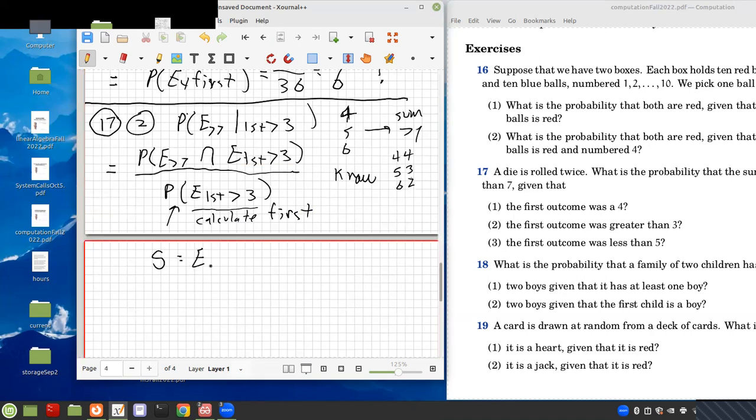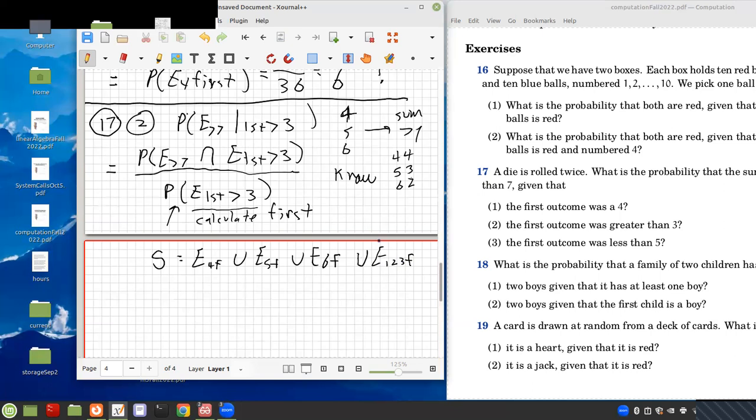Of say a 4 first, union E5 first, union E6 first. In other words, we've divided it up because in anything there could either be a 4 first, a 5 first, a 6 first, and this would be a 1, 2, 3 first. This is sort of anything else.